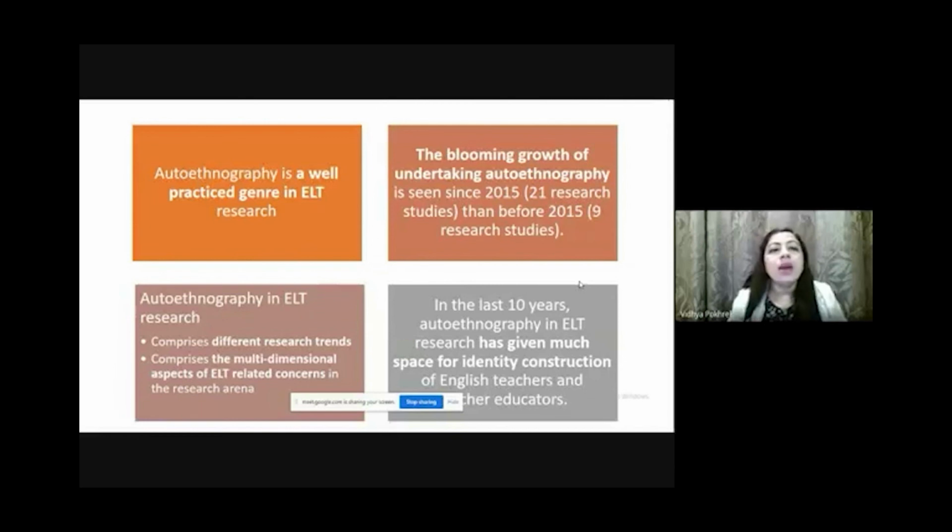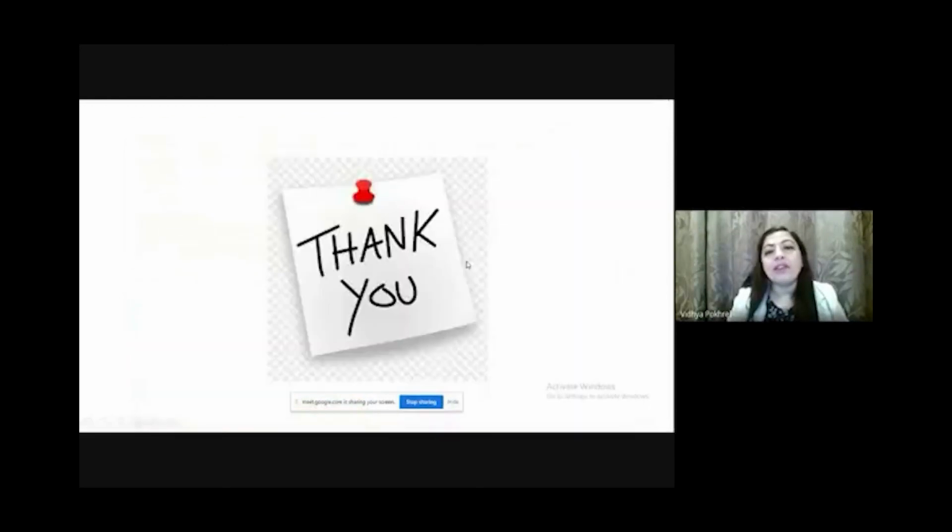So autoethnography in ELT research comprises different research trends, and it comprises the multidimensional aspects of ELT-related concerns in the research arena. And in the last 10 years, autoethnography in ELT research has given much space for identity construction of English teachers and teacher educators. This is what my research actually found.